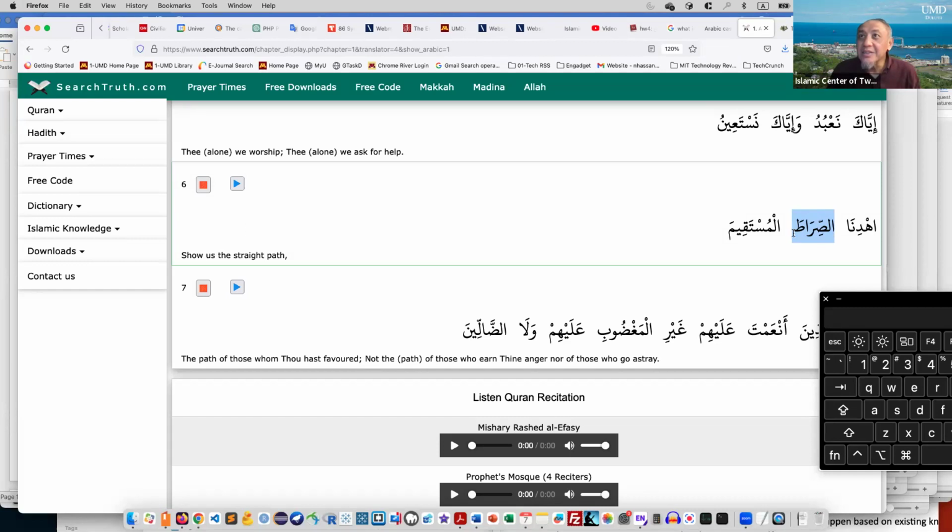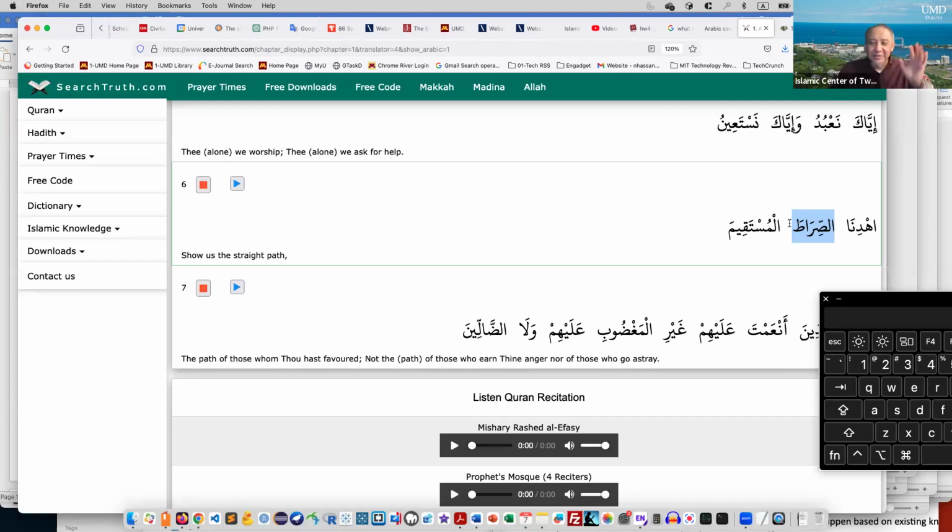Ihdinas sirata. Guide us. Guide us what? Guide us to the path. So as-sirata is nasab, because that's the object of the guidance, the object of the action. Anybody got that? And that's nasab.